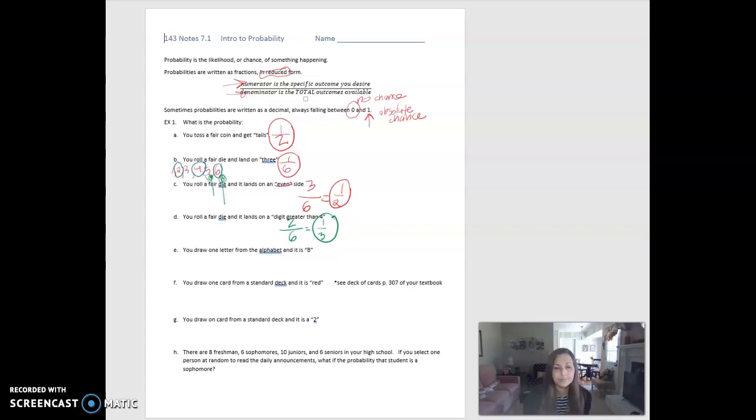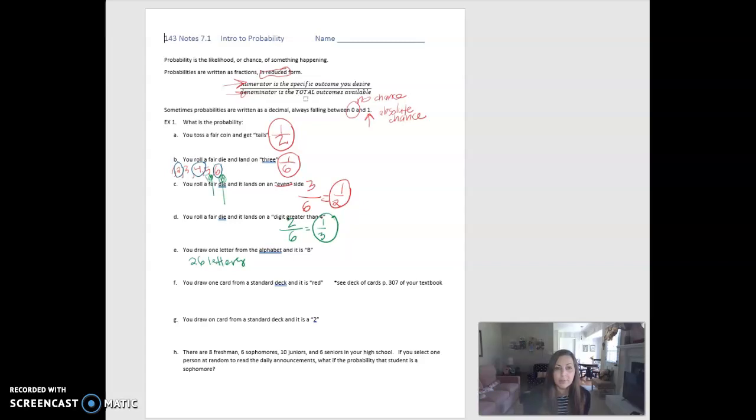1 out of 3. E, you draw a letter from the alphabet and it is B. Well, you have to know how many letters are in the alphabet. A, B, C, D, E, F, G, H, I, J, K, L, M, N, P, Q, R, S, T, U, V, W, X, Y, and Z. So there are 26 letters in the American English Standard Alphabet. So 26 letters in our alphabet.